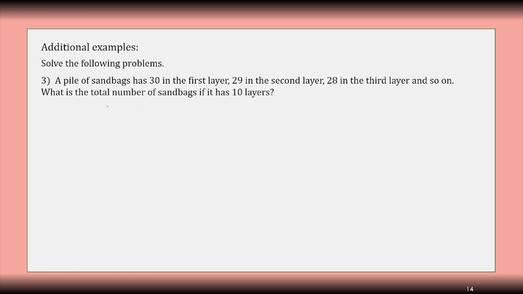So, dito, ang ating A sub 1 is 30. Then, ang A sub 2 natin is 29. So, ibig sabihin, nabawasan na isa. So, ang ating common difference is negative 1. And yung ating layers is 10 layers, kaya meron tayong n na equivalent sa 10. So, sum ng 10 ang ating hinahanap. So, ang formula natin, since hindi given yung ating last term, so, ang gagamitin formula is S sub n is equals to n over 2 times 2 A sub 1 plus n minus 1 times the common difference.